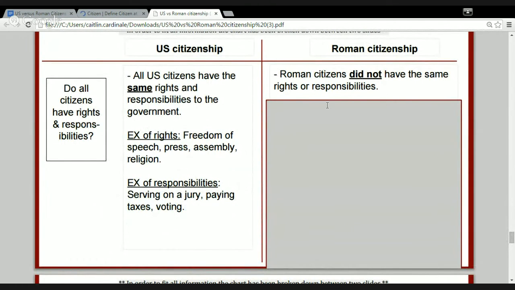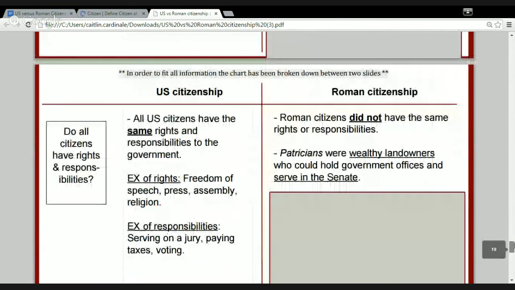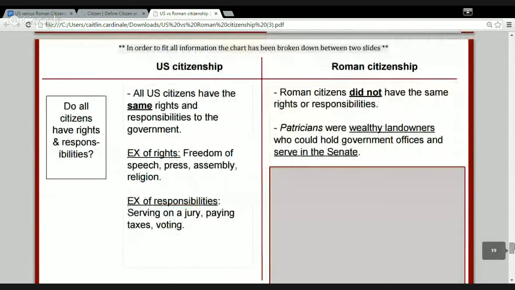Things are a little different in Rome. Citizens did not have the same rights or responsibilities. Each class of citizen had different rights and responsibilities to the government. So for patricians, these were the wealthy landowners. They could hold government offices and serve in the Senate, the legislature, the lawmaking body. The patricians, as the wealthiest, have the most rights and responsibilities. So they have the most freedom within Rome.